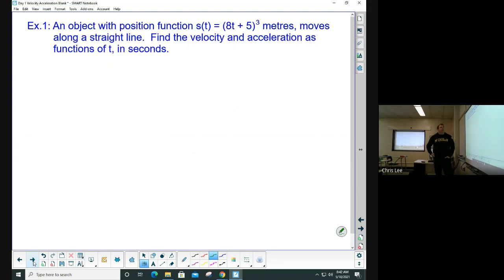So we'll do this with an object and a position function. And I have a small little Desmos demonstration for you to do just to visualize this. But right now we'll do the math behind it, and then you can visualize what's going on here. So an object with a position function is given this way. So it moves along a straight line. So it might move in a certain fashion. It could be something going up and down. It could be, as I talked about, electrons in a wire. All of that could be modeled using math of something moving in a straight line.